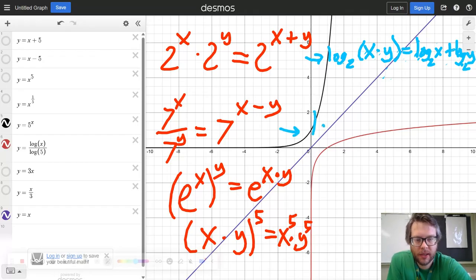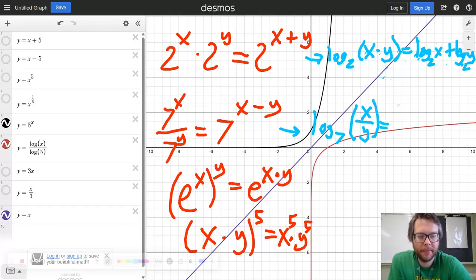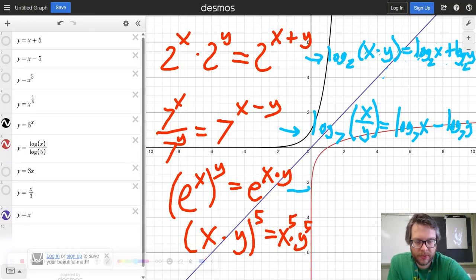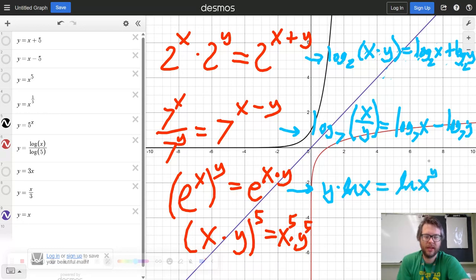Very similarly, if I have the log base 7 of x over y, I can make that the log base 7 of x minus the log base 7 of y. This one's maybe a little bit weirder for people to see, but if I have y times the natural log of x, I can make that the natural log of x raised to the y power. So those are the three main log rules that you're going to need to use, and sometimes you might need to use more than one in a problem.